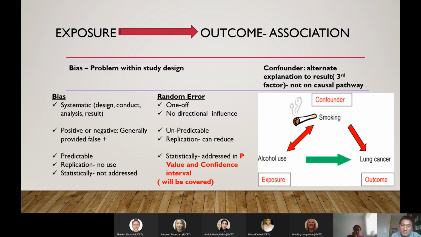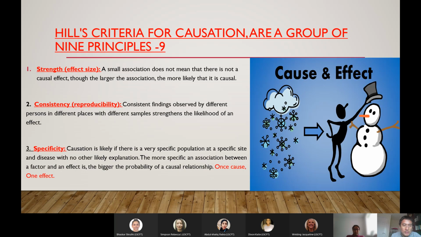Confounders are the third factors. We'll cover them in more depth. There's something called Hill's criteria. Just remember there are 9, and they will ask which of these are the options of Hill's criteria. There's no other way, you just have to mug it up.